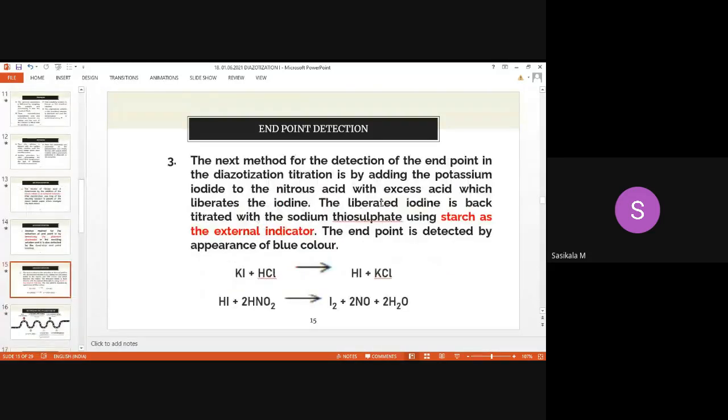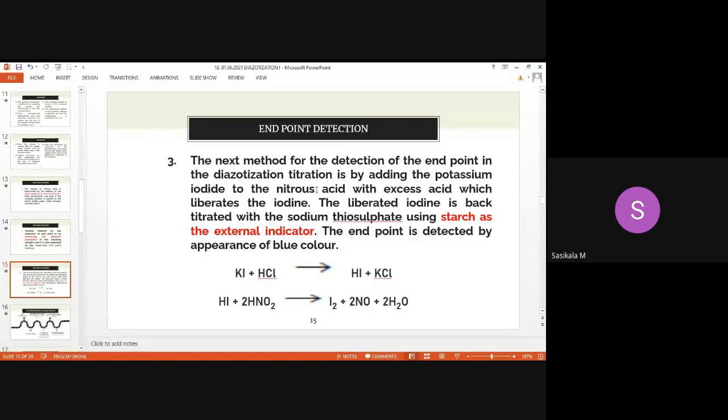And the third method is adding potassium iodide to the conical flask itself. Here we add potassium iodide to the conical flask, and it will be converted by nitrous acid to iodine. You also add starch to the solution, and this starch reacts with iodine to give blue color. We are not using starch iodide paper here. We are using solution form, that means an internal indicator. The starch and potassium iodide are added inside the conical flask itself, during the titration.